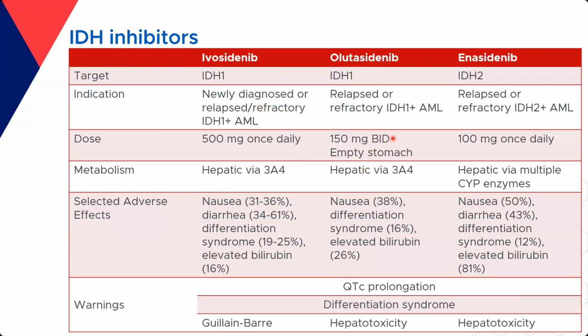Olutasidenib is the only twice-daily medication and has to be taken on an empty stomach, so somewhat similar to nilotinib dosing and administration. These are also hepatically metabolized. There is a risk for nausea with these agents. The side effect that comes to mind whenever I think about an IDH inhibitor is differentiation syndrome, which we'll talk about on the next slide. The other thing worth calling out is the risk for elevated T-bili with enasidenib, with a quite high reported incidence at 81%. QTc prolongation is a warning similar to differentiation syndrome.